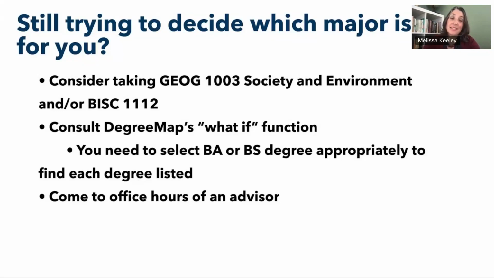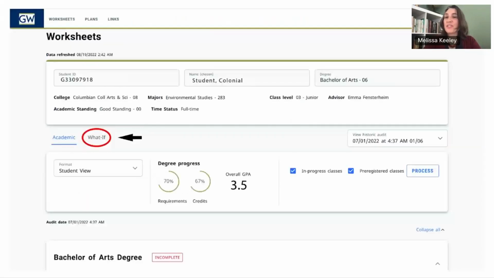Another thing you might consider is consulting DegreeMap's what if function. I'll show you on the next slide. That can be a little bit tricky. You need to select BA or BS degree appropriately to find each degree listed. But the last option would be to come to office hours of an advisor. And at the end of this presentation, I'll talk to you about how to figure out who to reach out to.